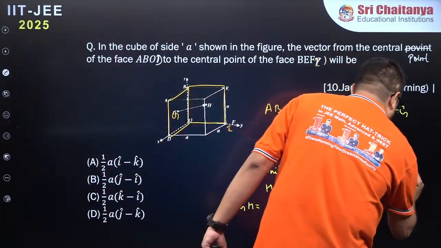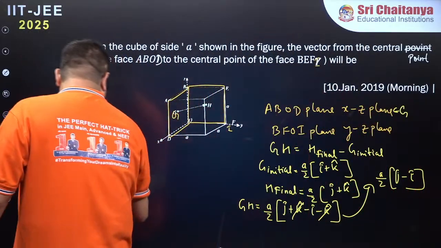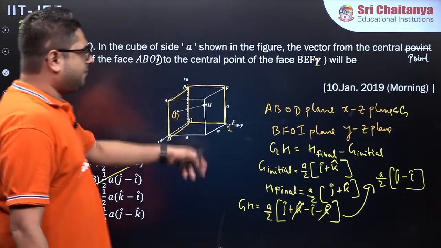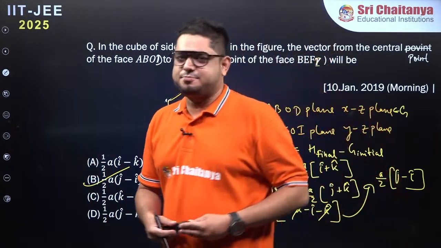So which of the following options is it matching, everyone? It is option number 2 over here, isn't it? So that's what we have to do. They are just trying to ask you the position vector associated over here. I hope it's clear.